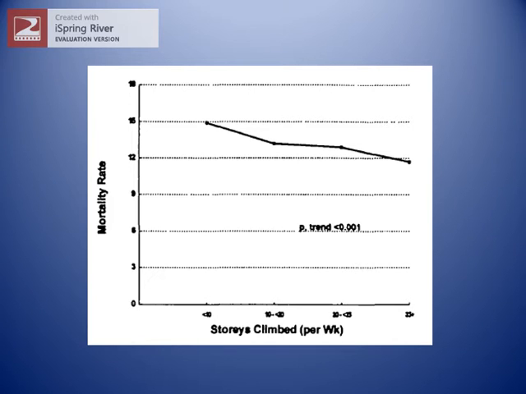This is set up exactly the same way from the same data set, except instead of the distance walked, it's the number of stories or flights of stairs climbed per week. Less than 10, 10 to 20, 10 to, I think that's 35, it's hard to tell, and then 35 plus. And again, you see the same trend: more flights of stairs, lower mortality rate.